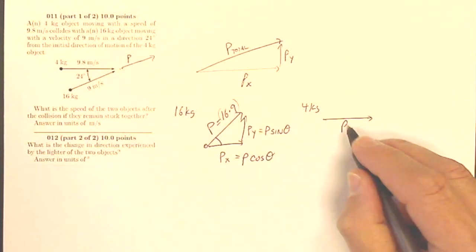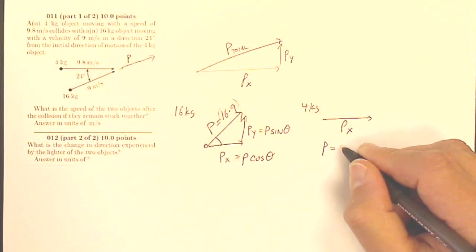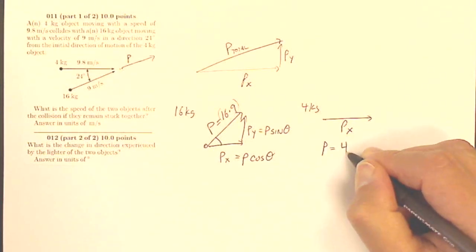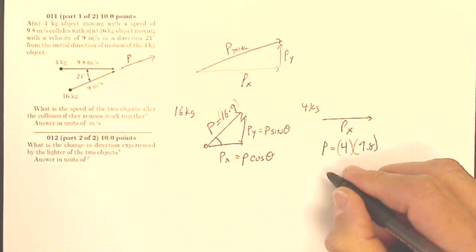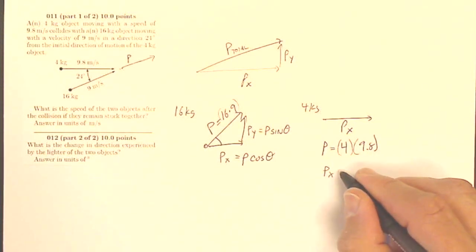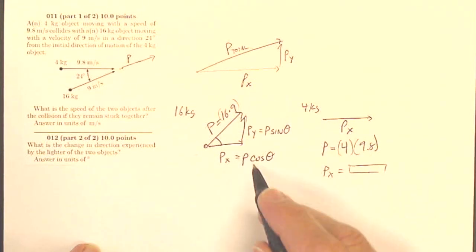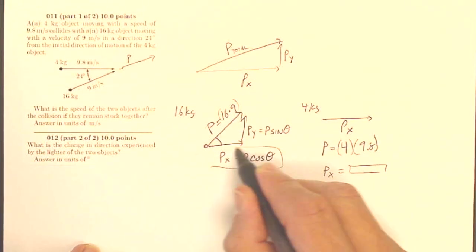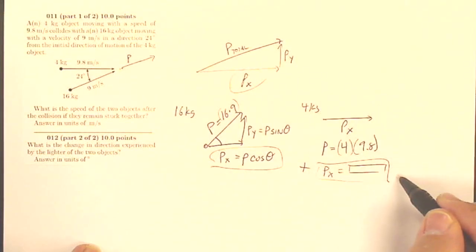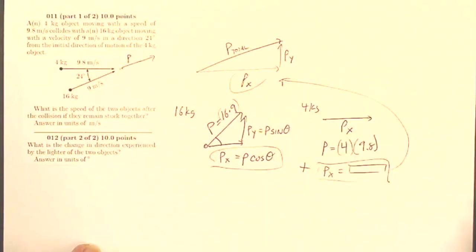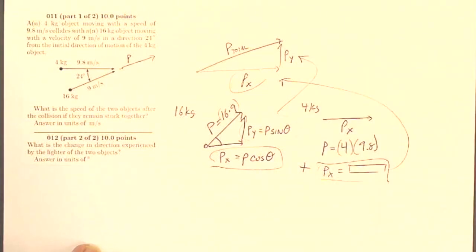This one has a momentum in the x direction, and this one is just going to be my mass times my velocity, which is going to be my 4 kilograms times my velocity of 9.8 meters per second. And that will give me my momentum in the x direction for this one. It doesn't have any y momentum. Now this momentum in the x direction is going to be these two added together. So this plus this is going to give me my momentum here. My momentum in the y direction is simply going to come from here.